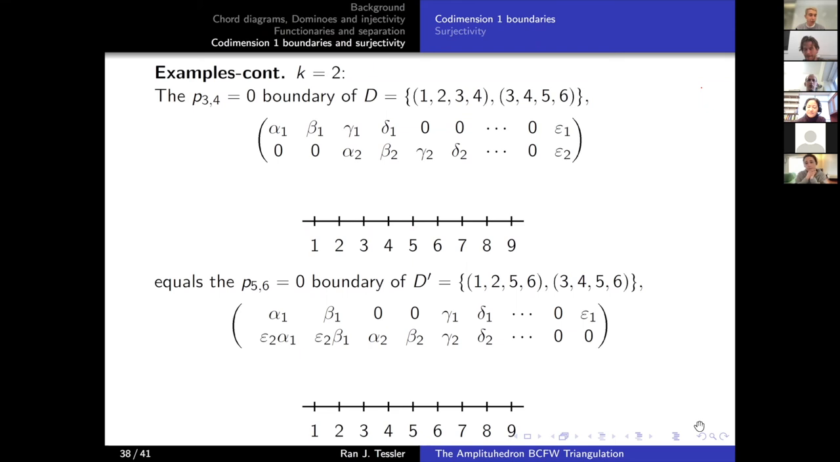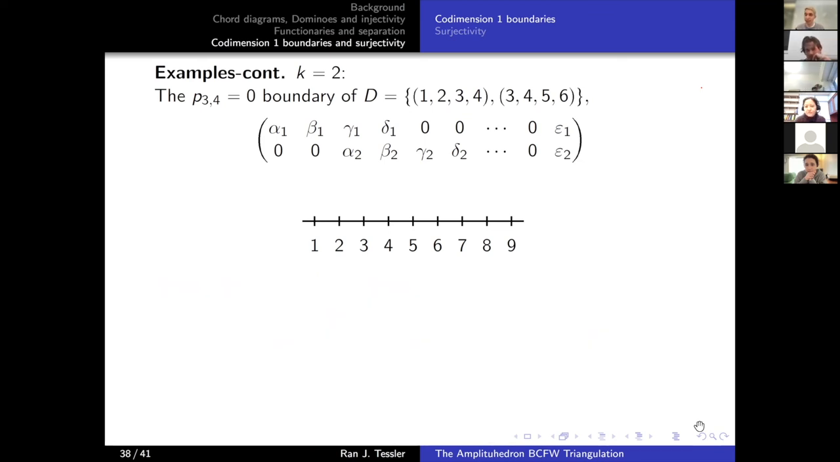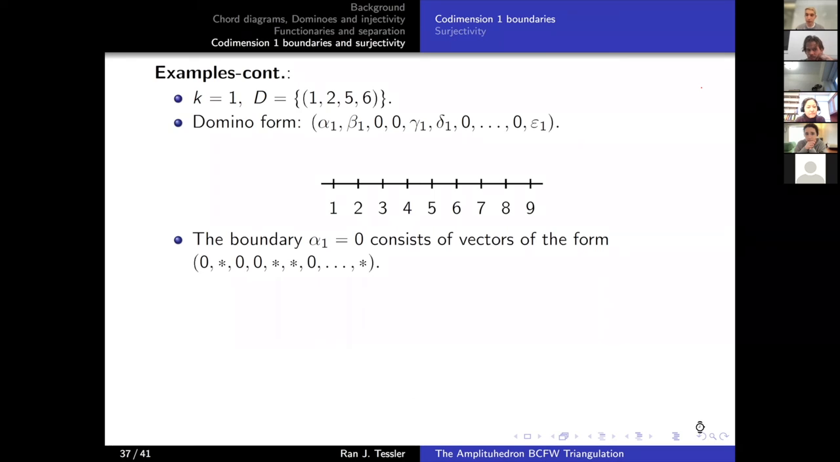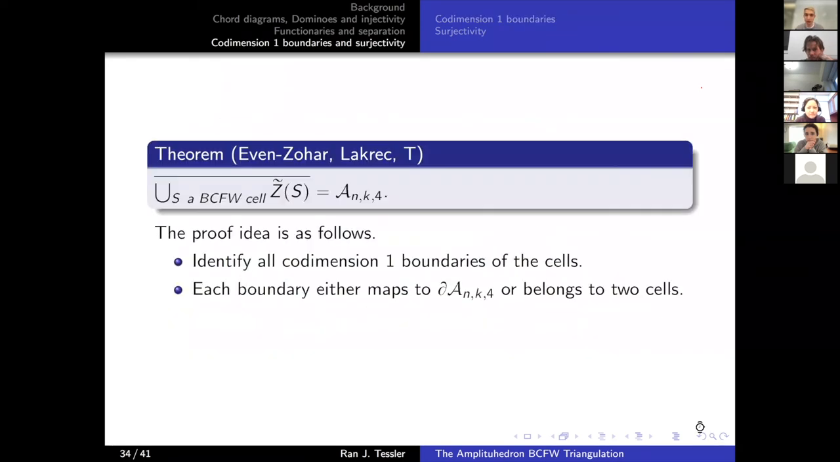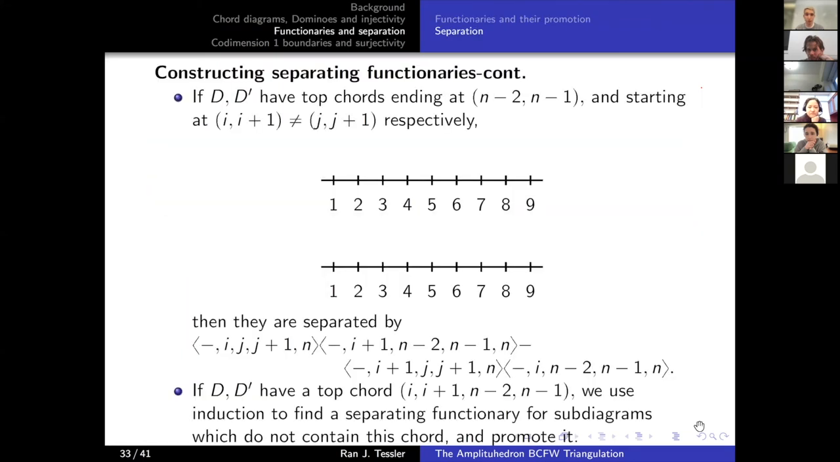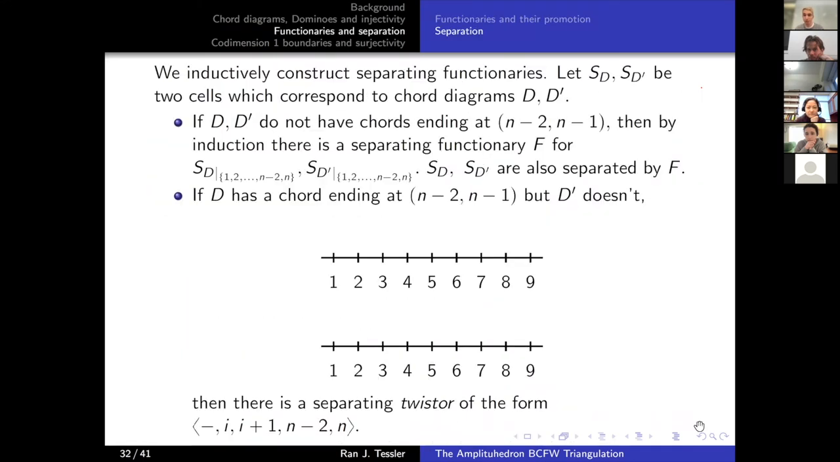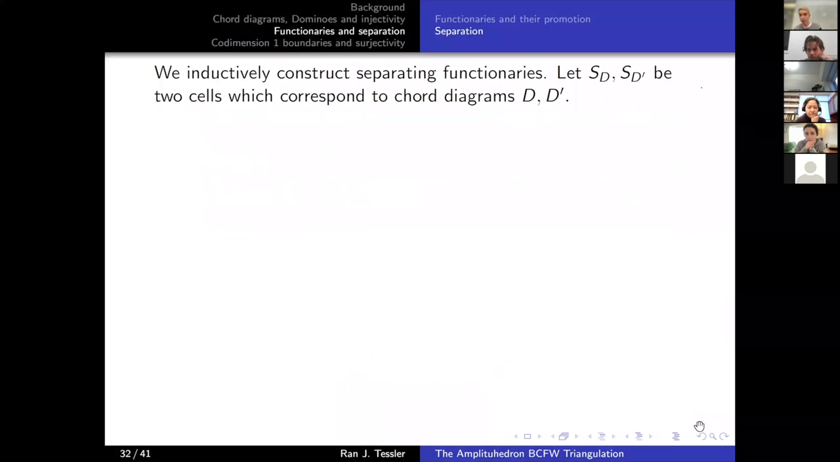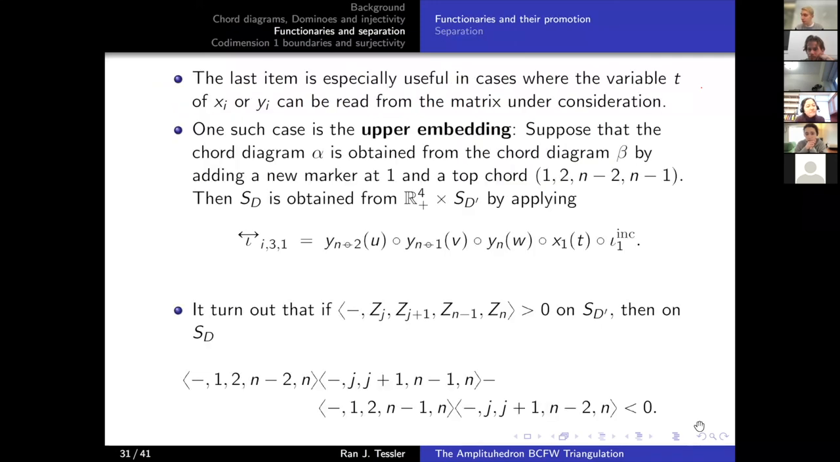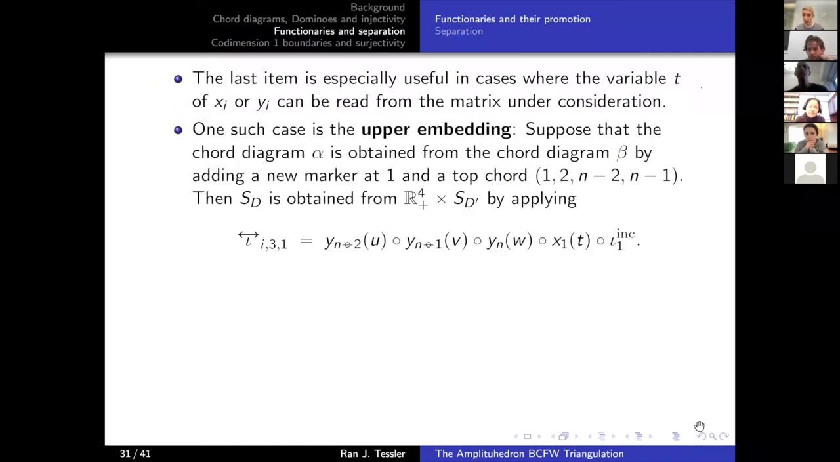Can I ask you a question? I was curious about the functionaries that you were mentioning before. Of course, we were expecting that polynomials of high order in the twistor coordinates would appear to describe boundaries of BCFW cells, but in general also cells which are bijective, what we call generalized triangles in our previous work. I was curious whether you have a grasp on how they look in general.